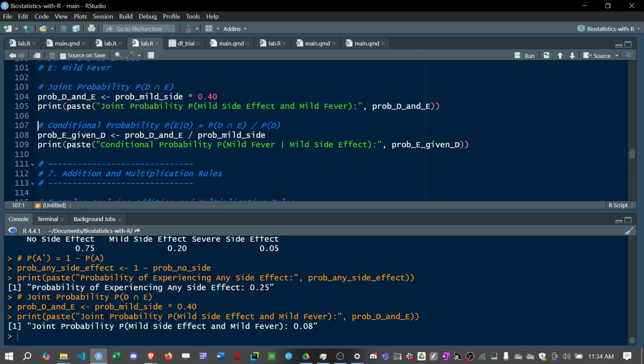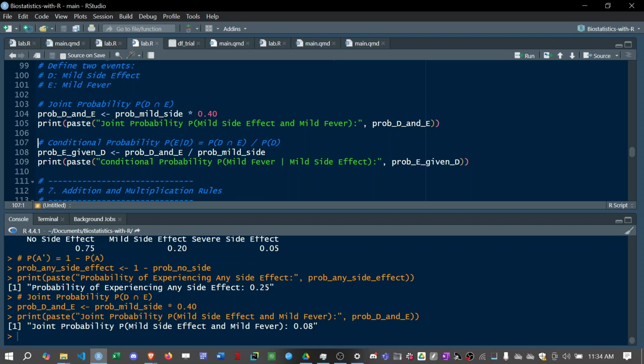Also for conditional probability, the probability of experiencing mild fever given the person has mild side effects, this is a conditional probability. I gave the formula as this: the probability of experiencing a particular event given another event is the probability of experiencing the 2 events at the same time divided by the marginal probability, that is, the probability of experiencing that event without any condition. When you divide this, you get the probability of experiencing that event given the other event.